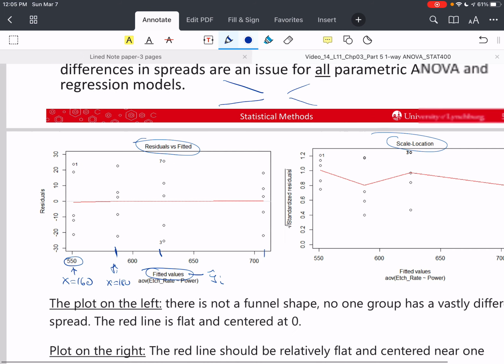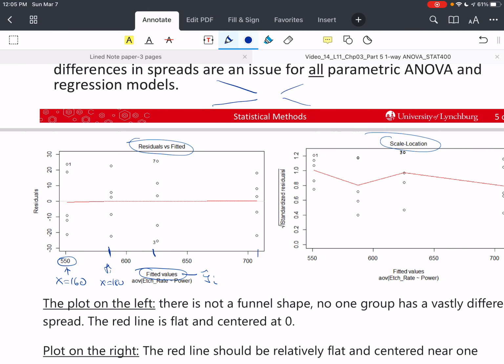Okay, so we don't see that one group has a vastly different spread from the others. And again, this red line is flat and centered at 0. So that's a good thing.